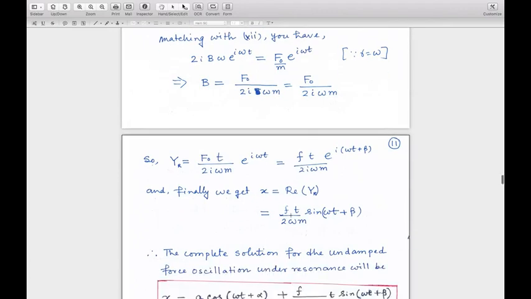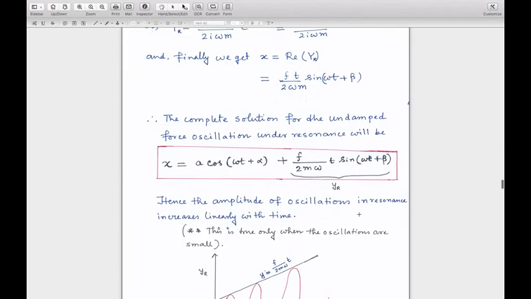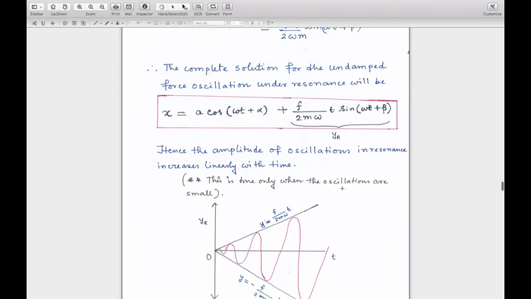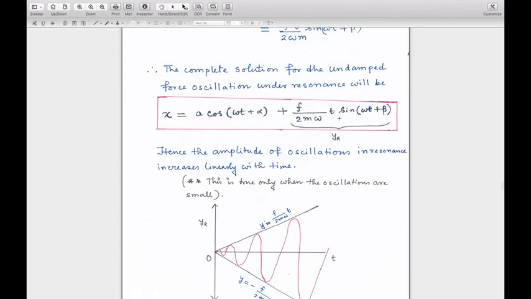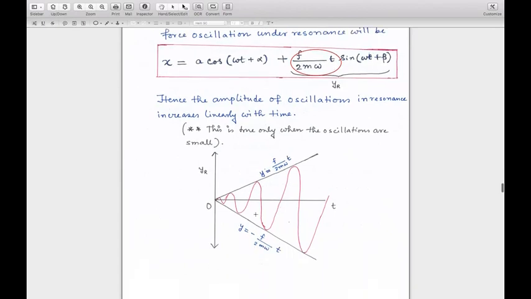And finally x will be equal to ft by 2 omega m sine omega t plus beta. So you can see now the complete solution is looking like this, and that's what I wanted to denote by yr. So this is the particular solution part. Now this one is no longer blowing up. But the amplitude, this part, is linearly increasing with time t.